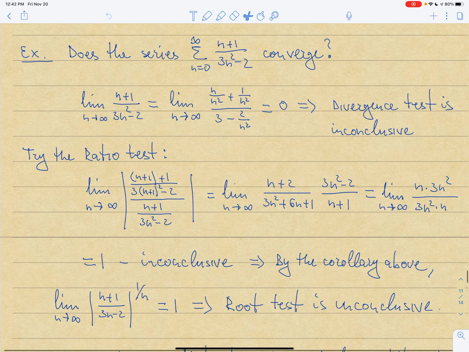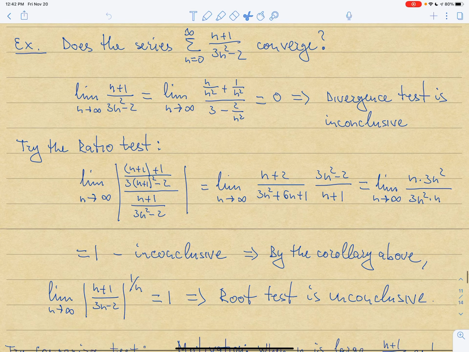Now, what about if we replace 3n on the bottom by 3n squared? Would this series converge? Let's try the divergence test again. So on the top, I have n plus 1, on the bottom 3n squared minus 2. So again, in the previous case, I argued that 1 and minus 2 do not matter. I can do that here as well, or I can just be more precise and divide top and the bottom by the highest power of n, which in this case is n squared.